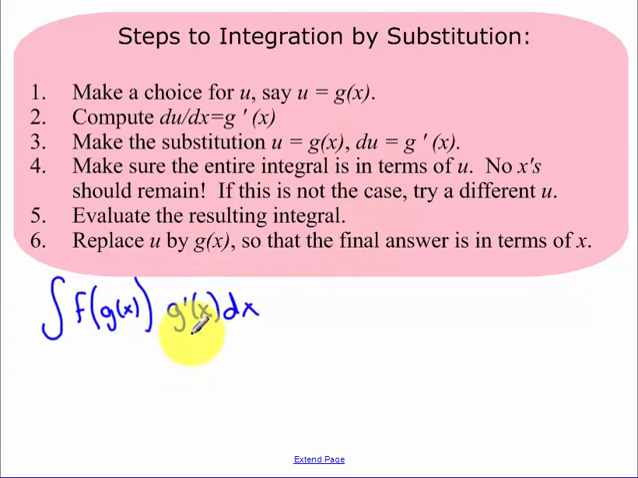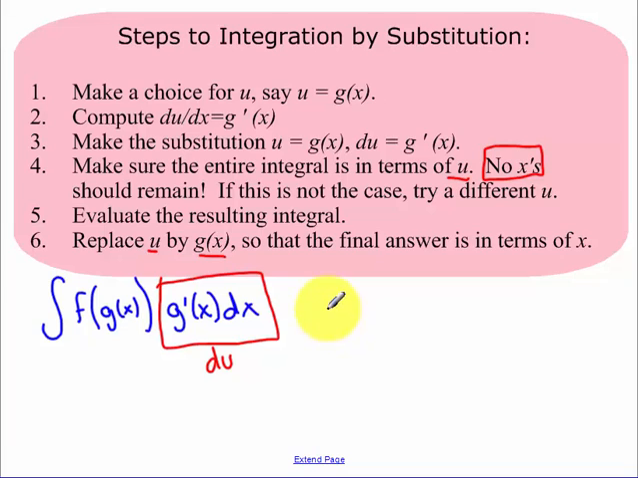Okay, and then make your substitution. Hopefully, this is going to be very close to your du. Make sure that the entire integral is in terms of u. No x's should be involved. If that happens, then you've probably picked the wrong u. Evaluate your integral, then substitute back in your u, and then you get your final answer. Okay, so again, look for the derivative of a function when you're picking your u.